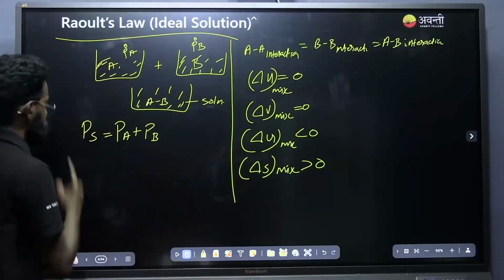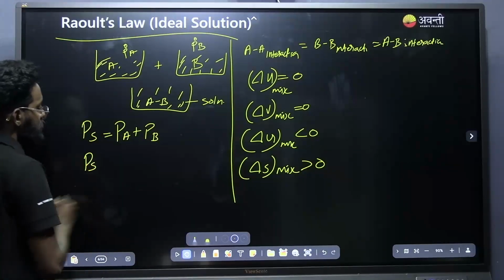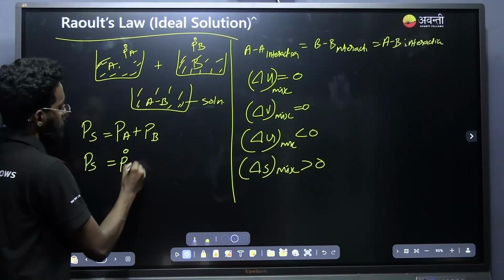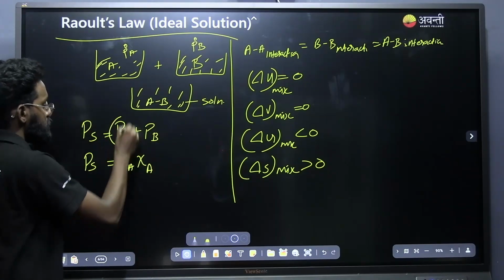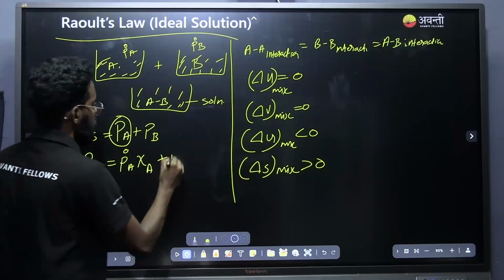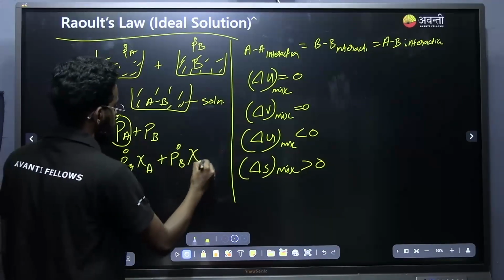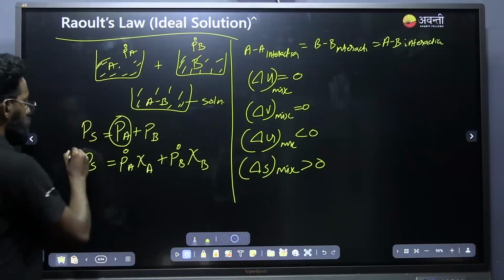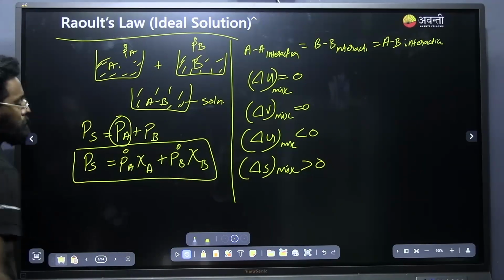Now we can just go into the equation. PA is equal to P naught A chi A, and PB will be equal to P naught B chi B. Okay, this is one of the equations you can use to find out the total pressure of a solution.